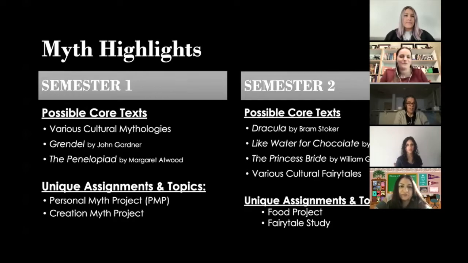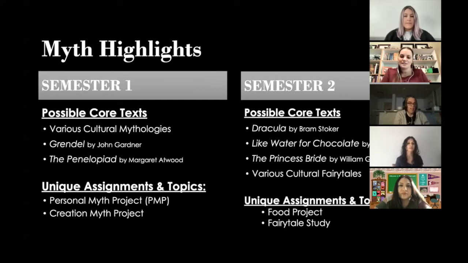Semester 2 for mythology and folklore is going to focus on the folklore aspect. So we start off our year reading Dracula by Bram Stoker and focusing on vampire studies and the supernatural and occult. We then move on to Like Water for Chocolate by Laura Esquivel, where we talk about magical realism, family, food, and traditions. And we end the year with fairy tales, and we're going to read various cultural fairy tales and some excerpts from The Princess Bride.